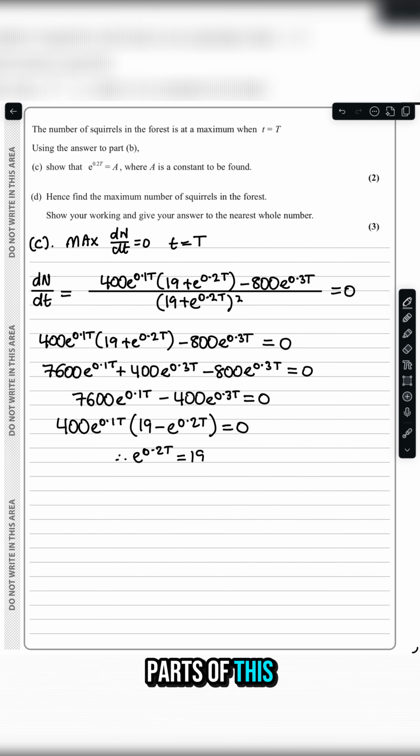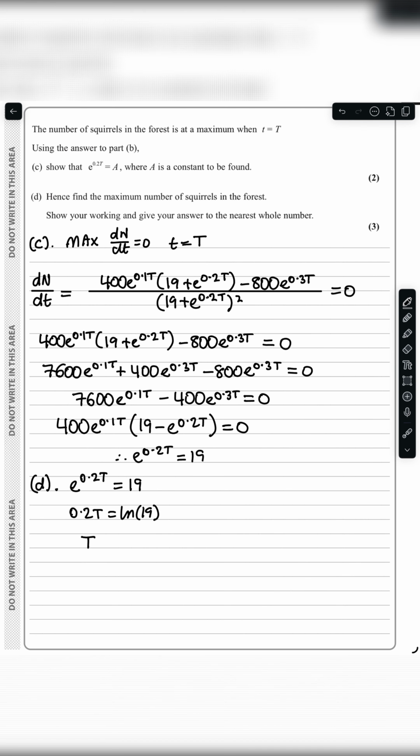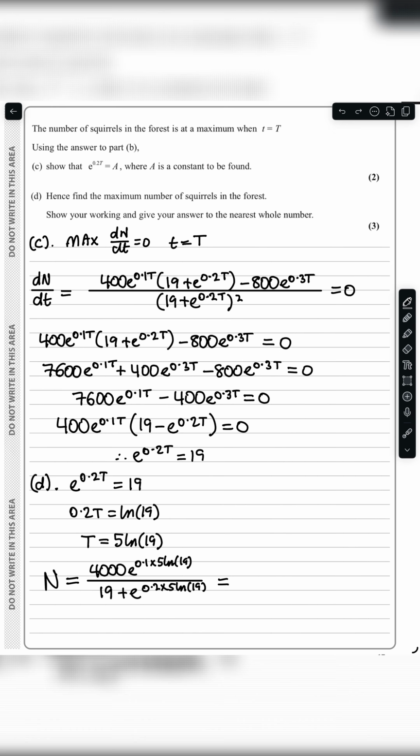In the final part of this question, we are told to find the maximum number of squirrels in the forest. So using the answer from the previous part of this question, we can take the natural log of both sides and divide both sides by 0.2, so we have T equals 5 ln 19. And when we substitute this value of T into the equation for n, n equals 459, and that will represent the number of squirrels.